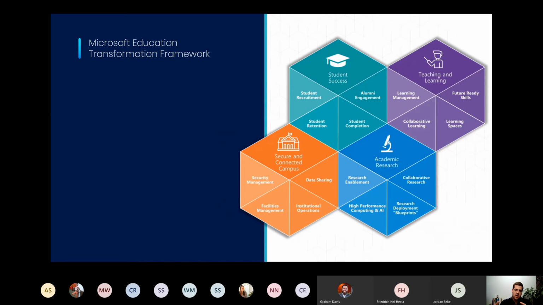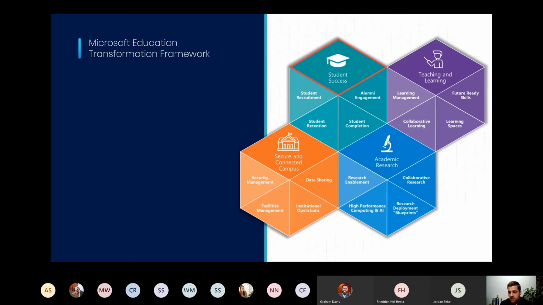And so Microsoft have got this process called the Education Transformation Framework. As I said, we're doing a webinar series, and so we're going to be focusing in on student success today, and how does Microsoft have some answers to this, and how does Enterprise Cloud, what have we done with some institutions out there, and bring some of that thinking back to you.